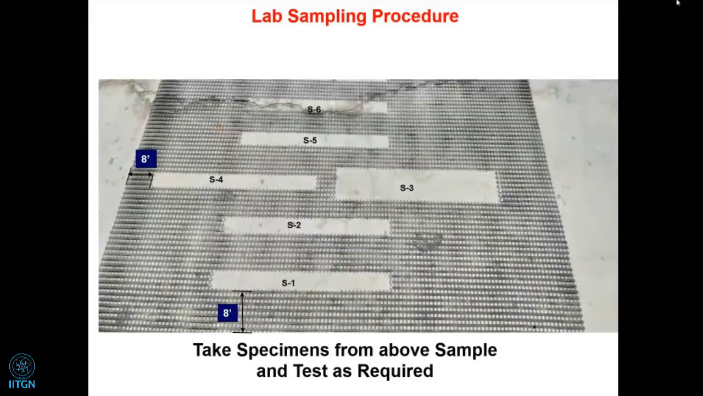When we receive any lot or large-size sample from the site, we should keep in mind how we cut the samples for testing in the laboratory. They should be representative of the whole large-size sample received in the laboratory, like S1, S2, S3, S4, S5, and S6 at different places. We should leave 8 inches from both ends and then select our samples like that. It should be representative of the whole lot.